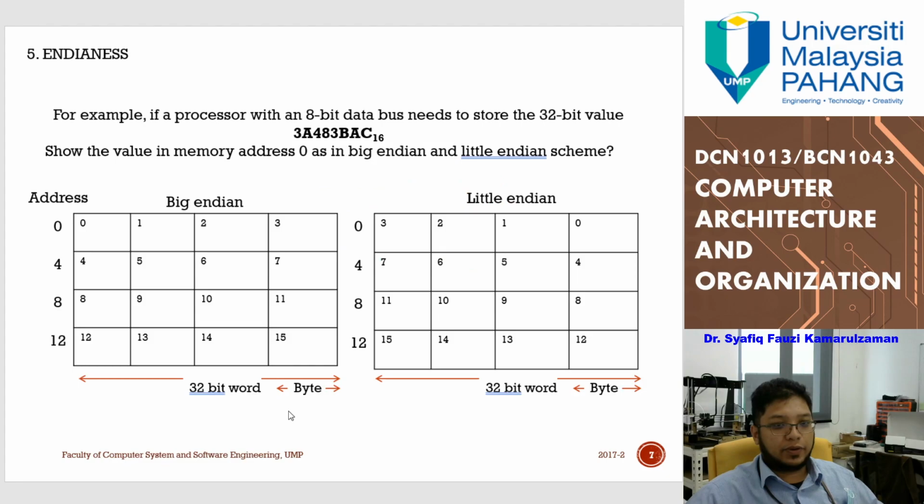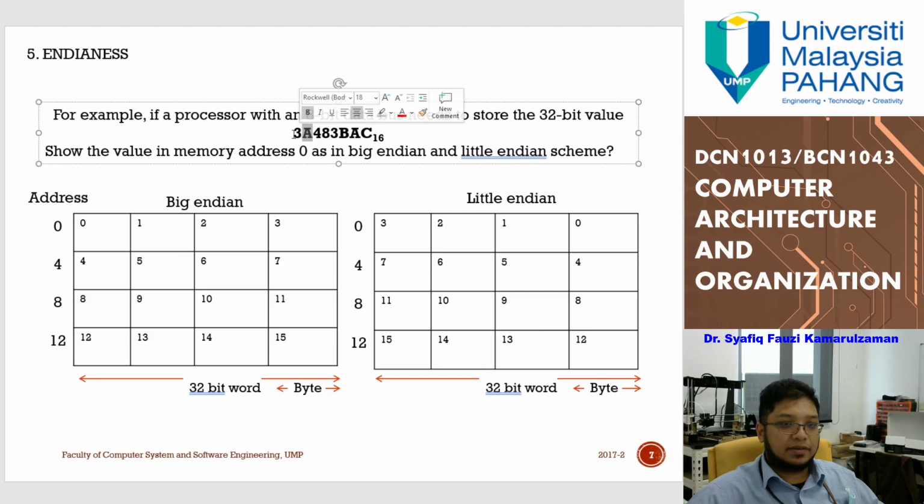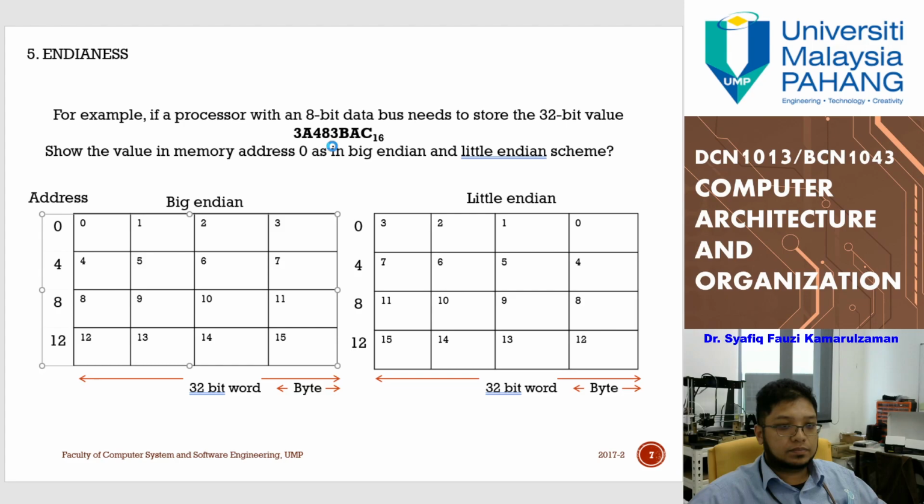Now the last question. This one is an example of using big endian and also little endian. So let's take a look back. How do big endian and little endian start? Big endian starts from the left side. The left side starts at zero, but for little endian the right side starts at zero. So basically you just put in, so here 3a goes here, and then 48, then 3b and ac.